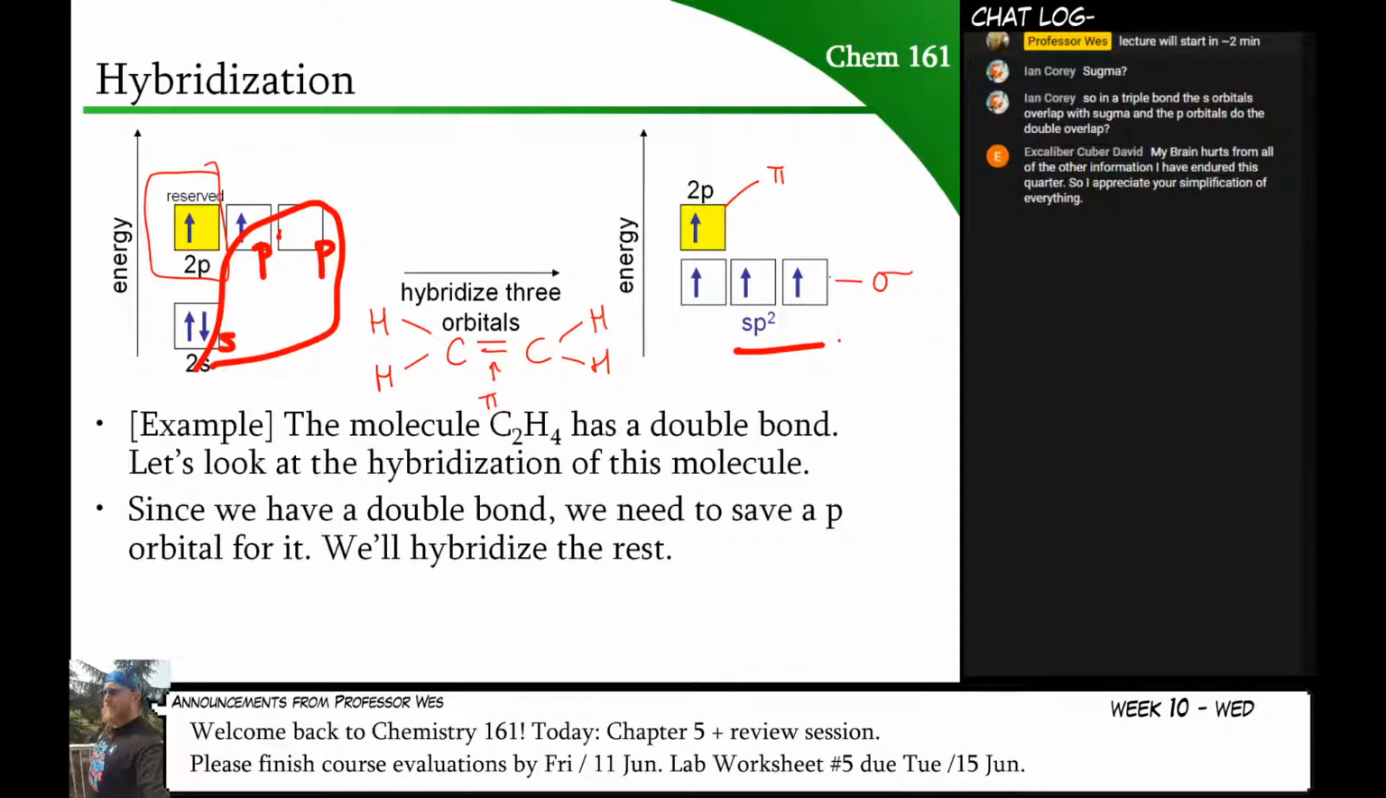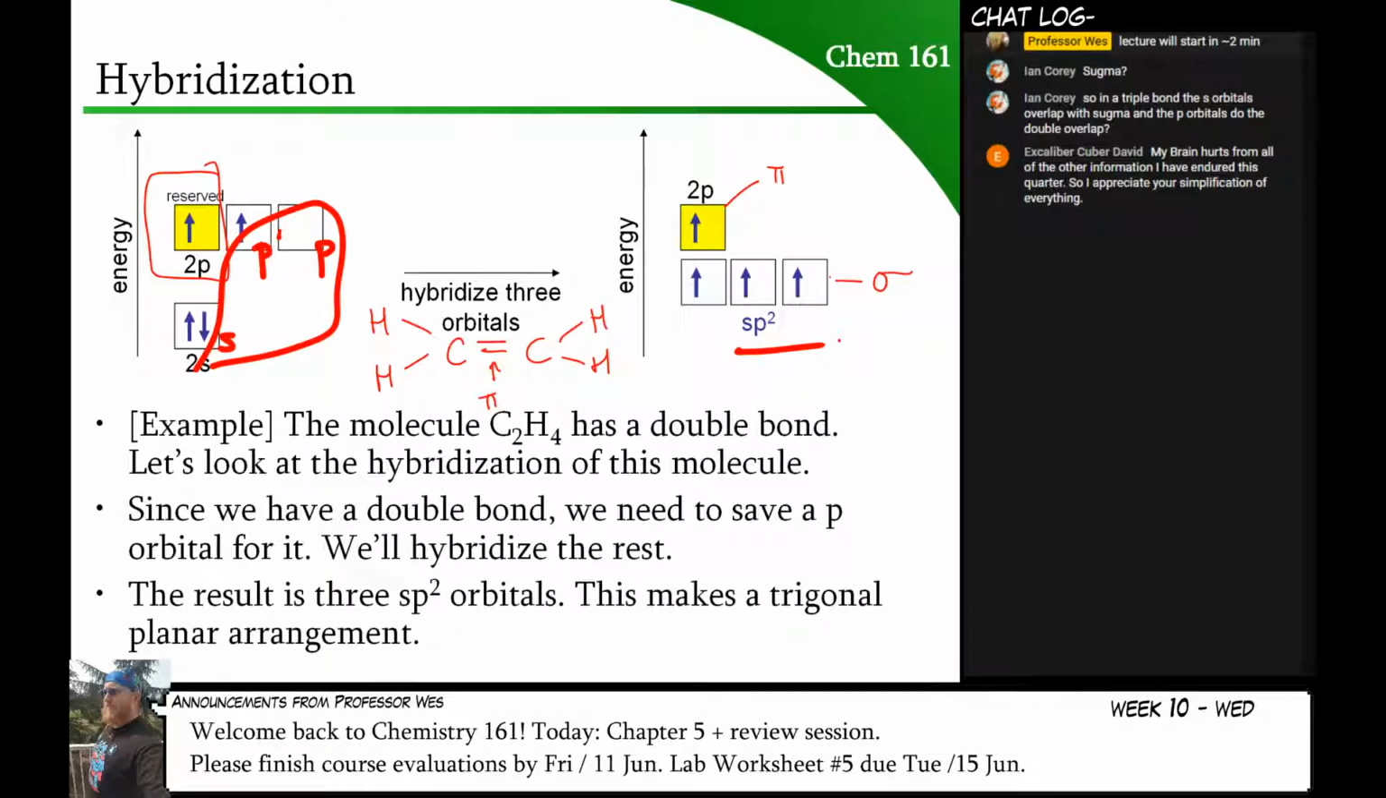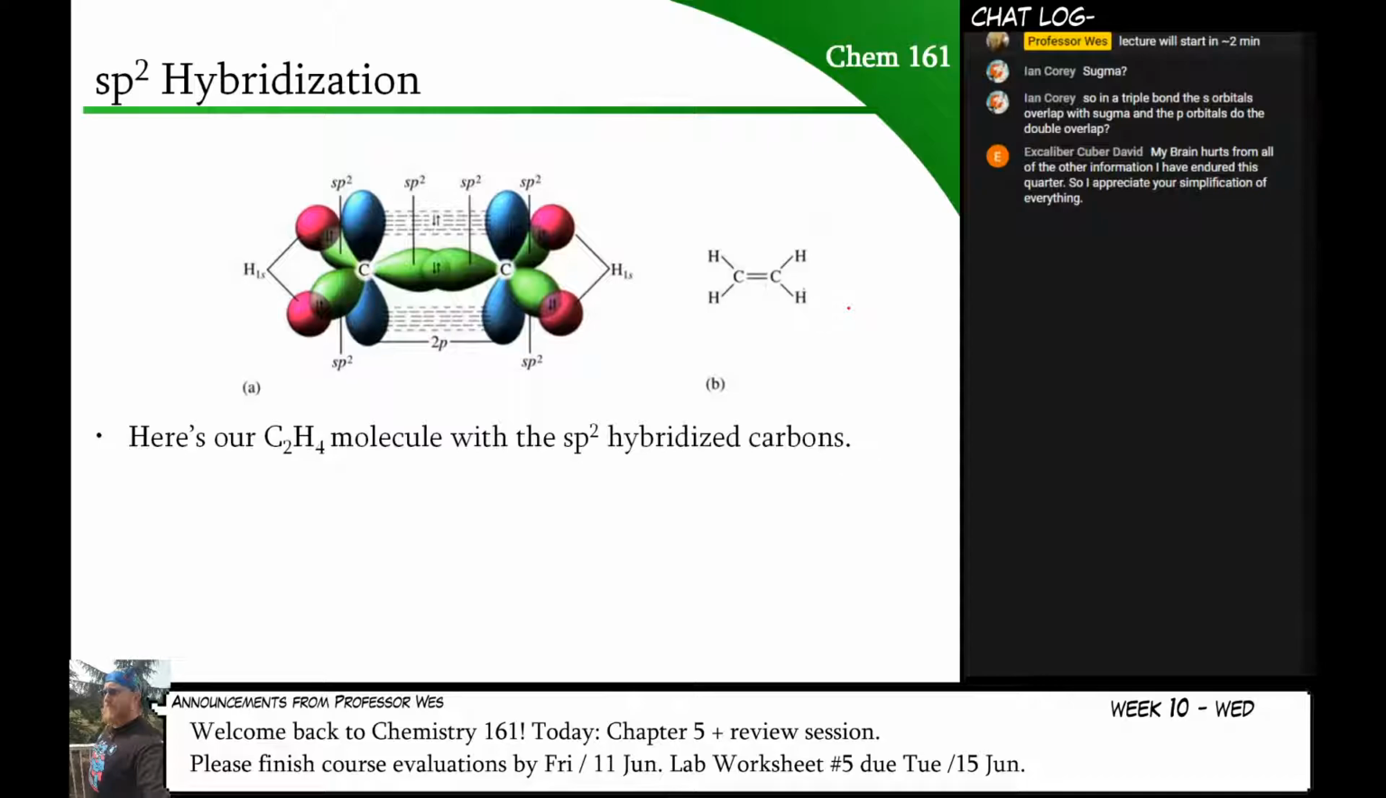sp2 would be, oh, I saved one of those p orbitals. I needed it for a pi bond. sp would be, oh, I needed both of the pi bond orbitals available, so I saved 2 of my p orbitals. And so on and so forth. What's the optimal arrangement for 1, 2, 3 things around a central atom? A triangle. And so that's what you see right here. So here's my triangle.